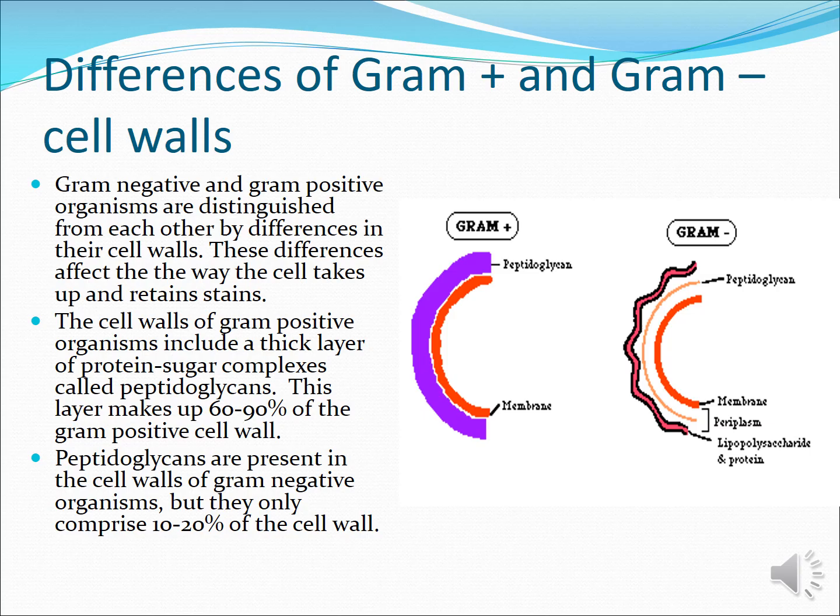So what are the differences between gram-positive and gram-negative cell walls? Gram-negative and gram-positive cell walls are distinguished from each other by the differences in the cell wall. The differences affect the way the cell takes up and retains the stain. The cell wall of the gram-positive organism includes a thick layer of protein sugar complex called the peptidoglycan. This is around 60 to 90% of the gram-positive cell. Peptidoglycans are present in the cell wall of gram-negative bacteria, but they are only 10 to 20%.